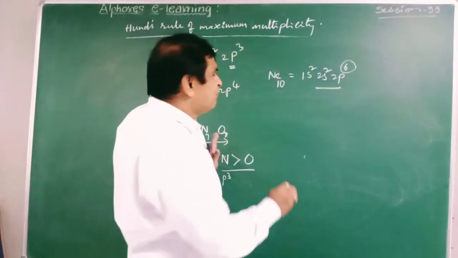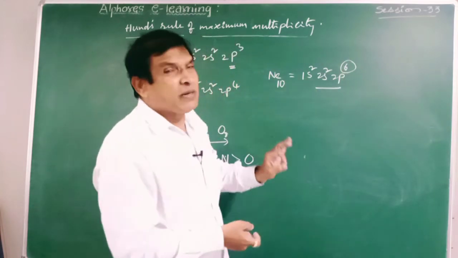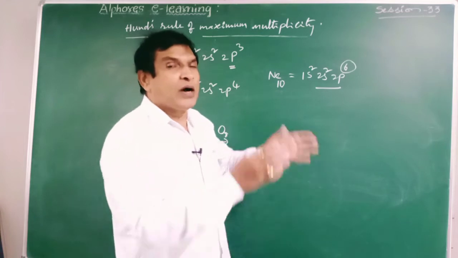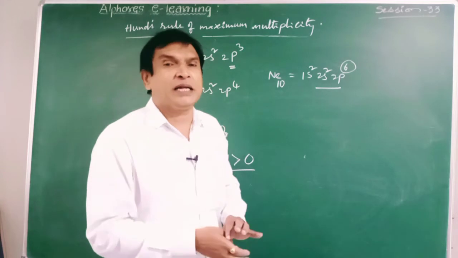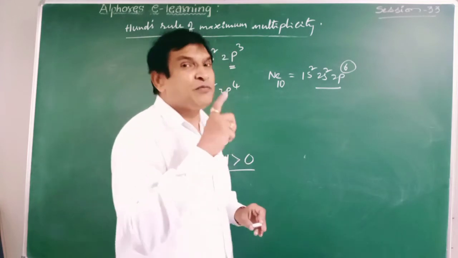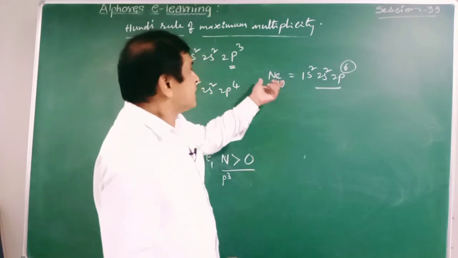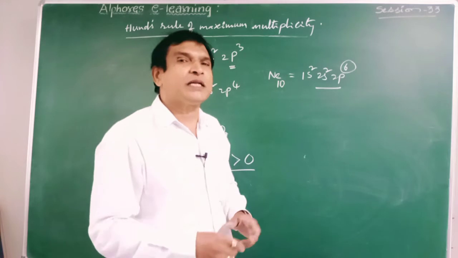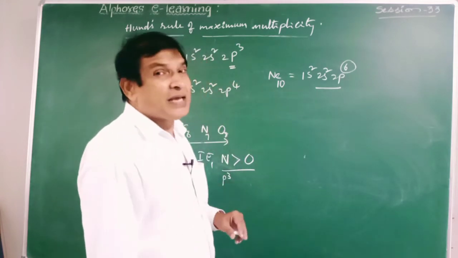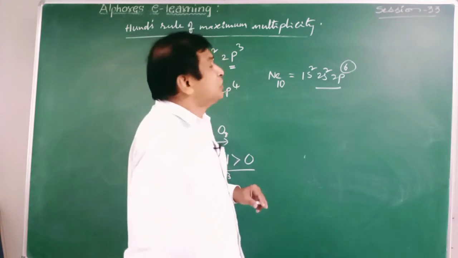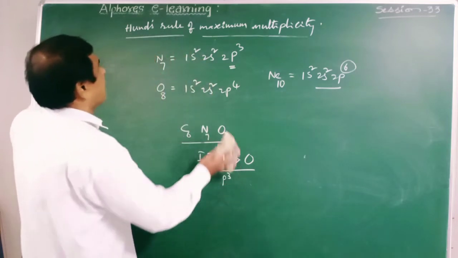Therefore, in every period the last element is the one in which the complete valency shell is completely filled. All the orbitals belonging to that valency shell, according to the Aufbau principle, are completely filled. Because of this completely filled nature, the atom is chemically inert. The chemical inertness of neon is due to completely filled orbitals. So all noble gas elements are inert due to completely filled valency orbitals. That is the point we understood.